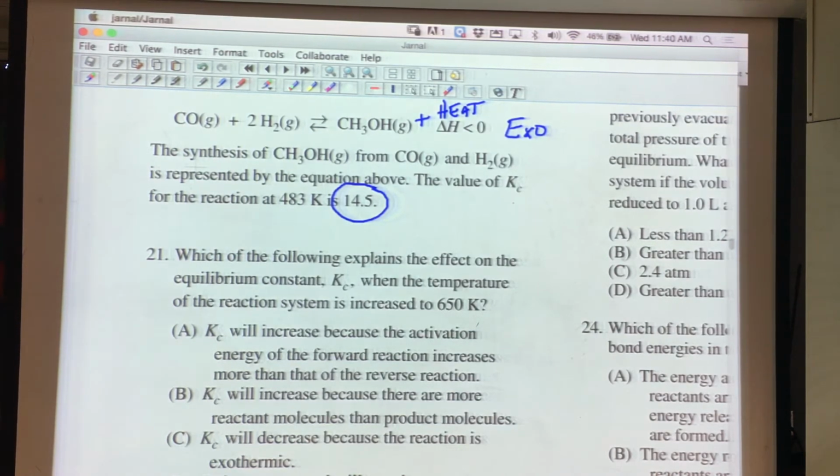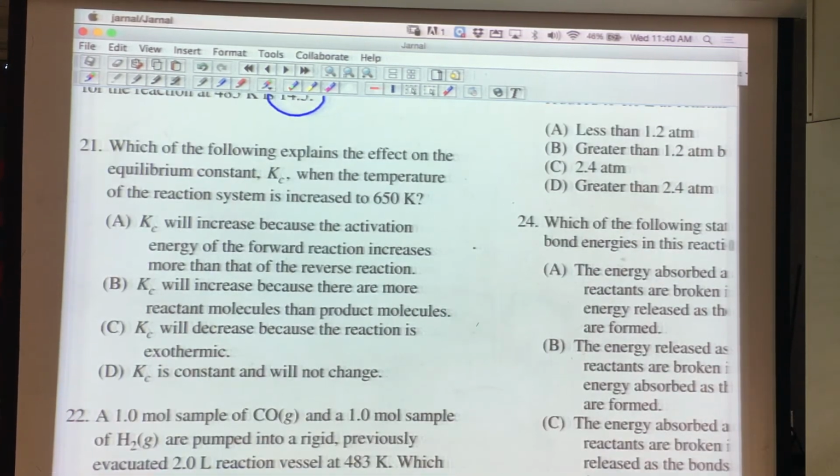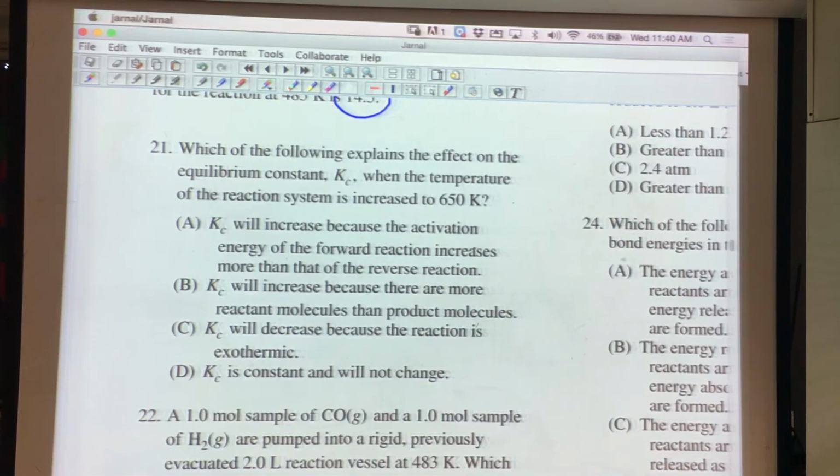Equilibrium, equilibrium, equilibrium. Have we seen it in almost every problem? The last problem is equilibrium. Okay? All right, 21. Or as we say in Deutschland, einundzwanzig.